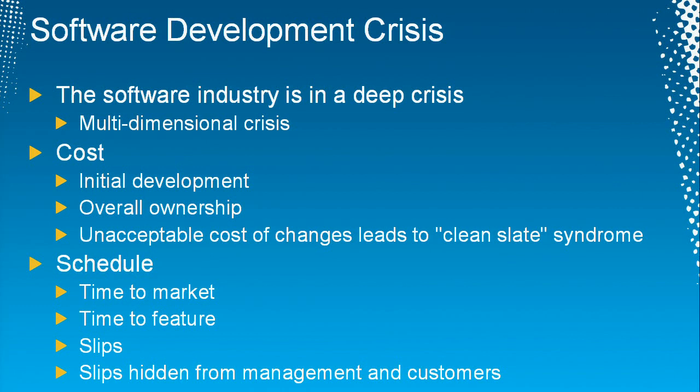I have news for you. The customer doesn't want the feature 9 months from now. The customer wants the feature now. Why can't you deliver now?